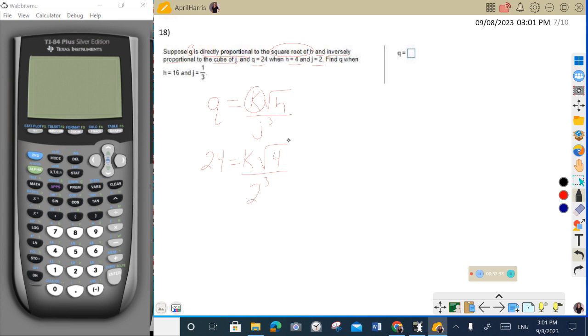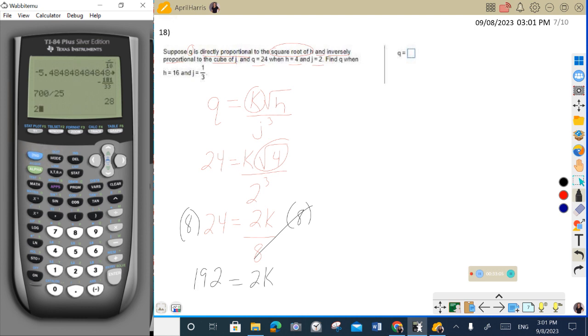All right, the square root of 4 is 2. So we have K times 2, or 2K. 2 to the third is 8. 2 times 2 times 2. I'm going to solve for K. I'm going to multiply by 8. And I get 8 times 24. I think that's 192. Probably should use the calculator to double check it since I am recording. All right, 192, and then I'm going to divide that by 2.